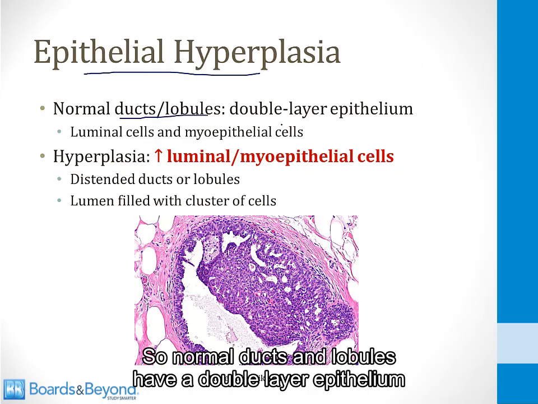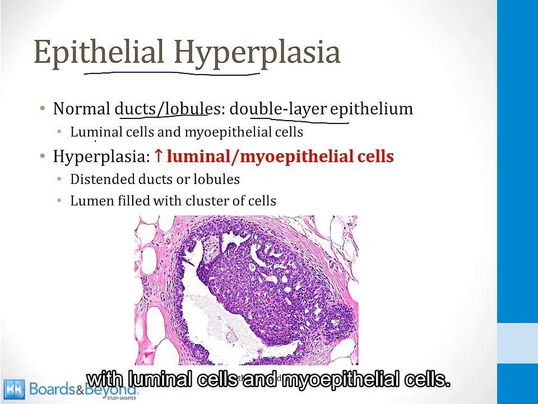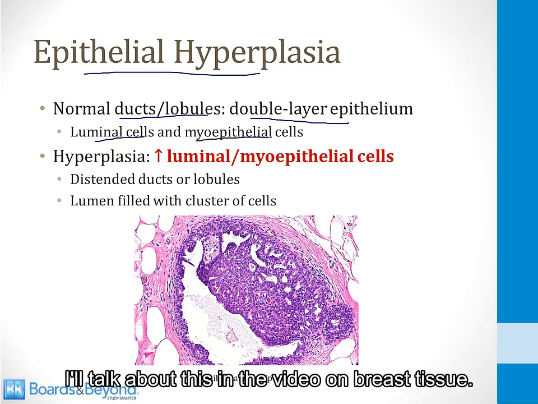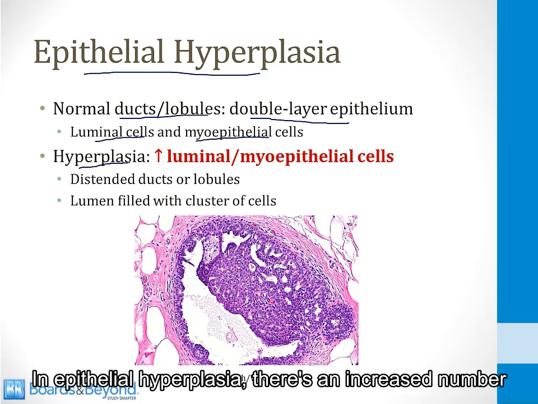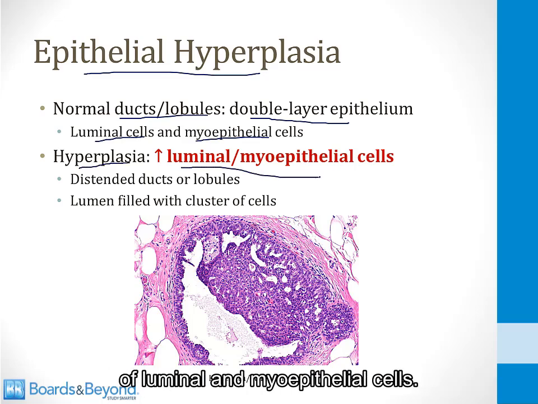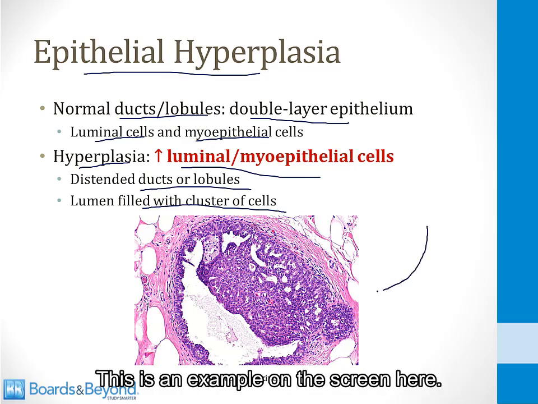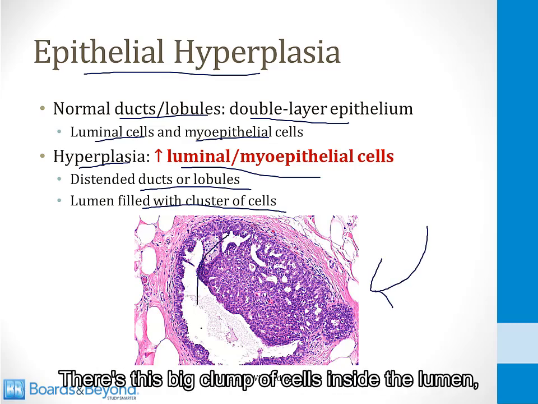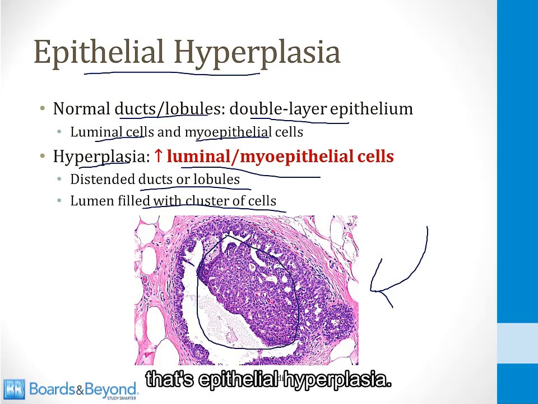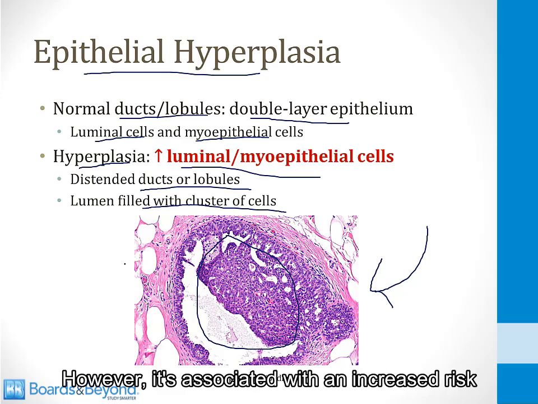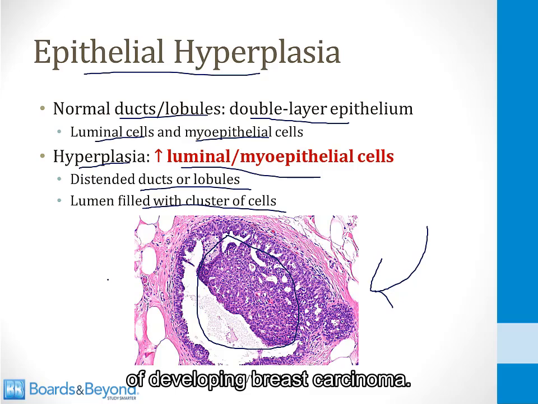So normal ducts and lobules have a double-layer epithelium with luminal cells and myoepithelial cells. I talk about this in the video on breast tissue. In epithelial hyperplasia, there's an increased number of luminal and myoepithelial cells. You see distended ducts or lobules, and the lumen is usually filled with a cluster of cells. This is an example on the screen here. There's this big clump of cells inside the lumen. That's epithelial hyperplasia. It's a benign condition, however, it's associated with an increased risk of developing breast carcinoma.